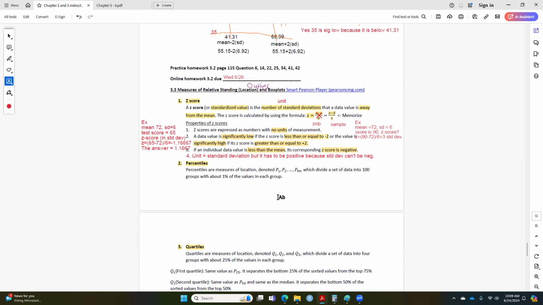Percentiles are measures of location. A percentile is usually denoted by P1, P2, all the way up to P99. This is where you break your data set into 100 groups, with each group being 1%. The lower the percentile, the worse it is. So let's say, David, your test score is at the first percentile. That's bad news, because David would have the lowest test score in this case.